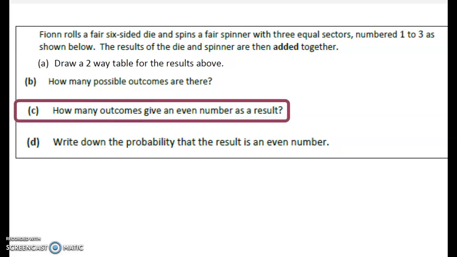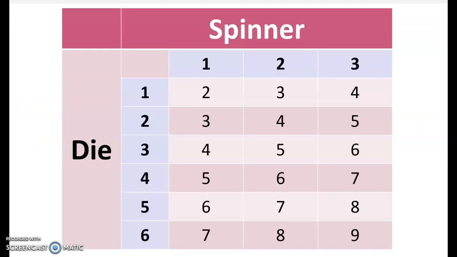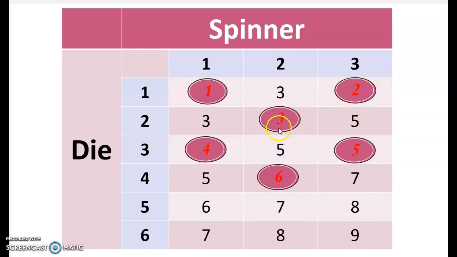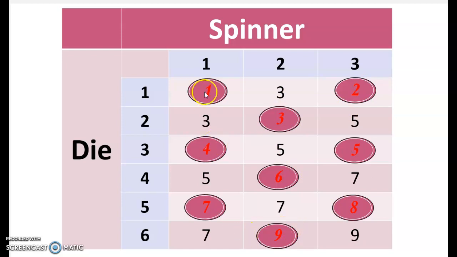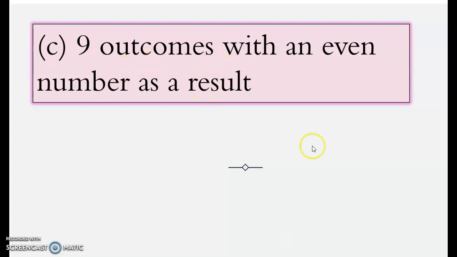How many outcomes give an even number as a result? So if we look here at the even numbers as a result, an even number is some number that's divisible by 2, and you've got a remainder of 0. We know them very quickly as 2, 4, 6, 8, 10, 12, 14, 16, 18, 20, 22, and so on. Basically, if you divide any of those numbers by 2, you'll have a remainder of 0. So here's a result that is an even number. Here's another one. Here's another one. They're all the ones I've identified. 1 and 1 is 2, 1 and 3 is 4, 2 and 2 is 4. So they're all the ones with even results, which is 9 outcomes with an even number as a result.